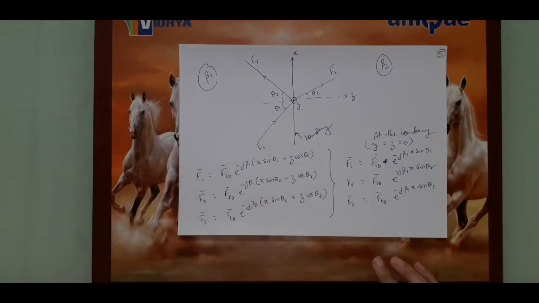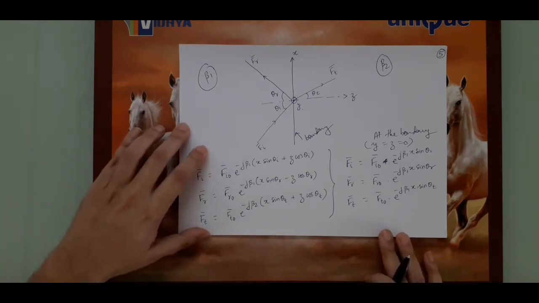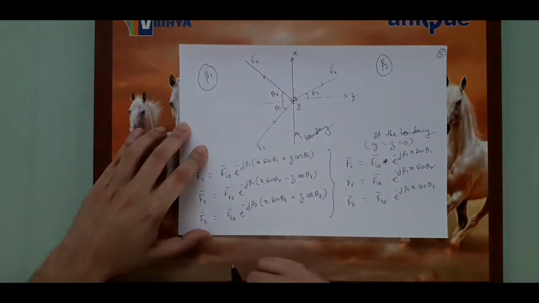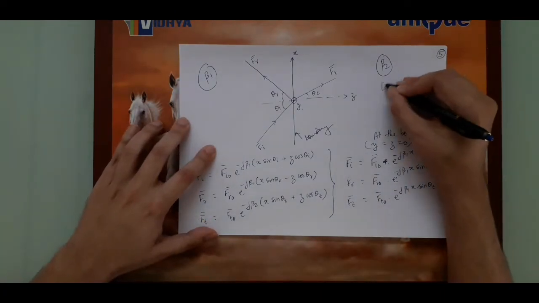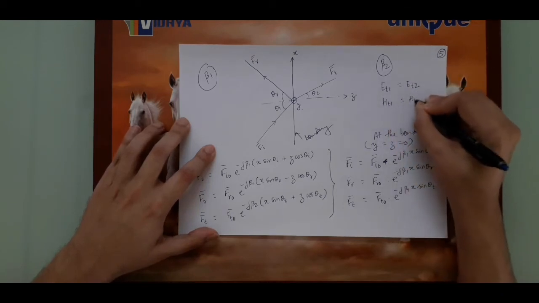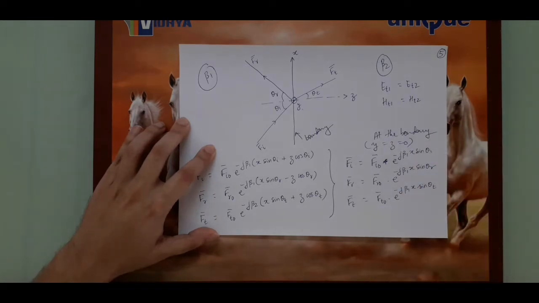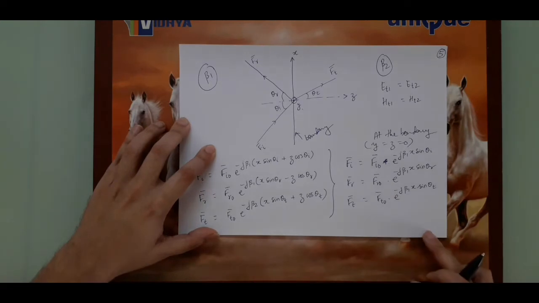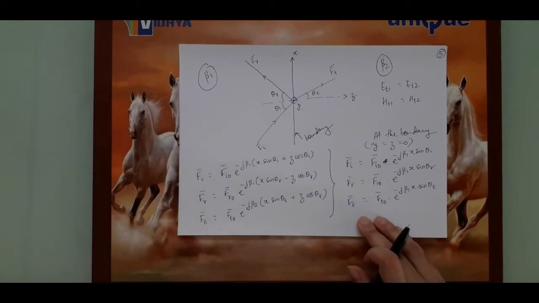Now, at the boundary, what is the condition? The tangential components of the fields must be continuous, because we know that Et1 should be equal to Et2 and Ht1 should be equal to Ht2. There is no concept of a surface charge or surface current right now. So the tangential components of the boundary fields will be like this.